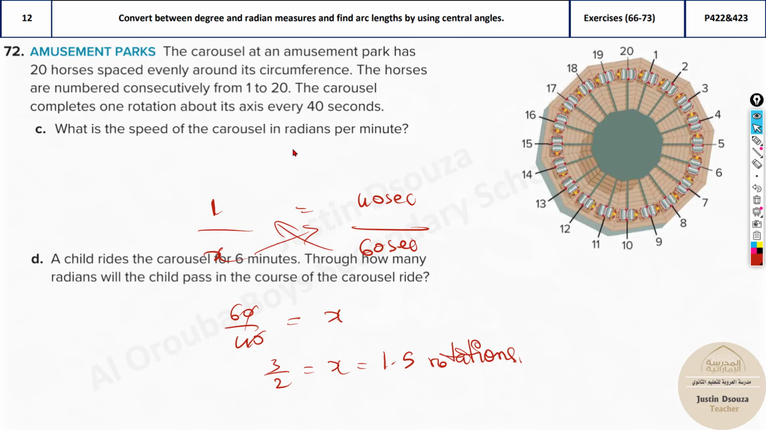And then what do we have? What is the speed of the carousel in radians per minute? Now this is important. We know per minute the rotation is 1.5, right? Per minute in radians, just multiply this by 2 pi, that's it. Just multiply 1.5 by 2 pi, you will get the answer. It's 3 pi radians per minute.